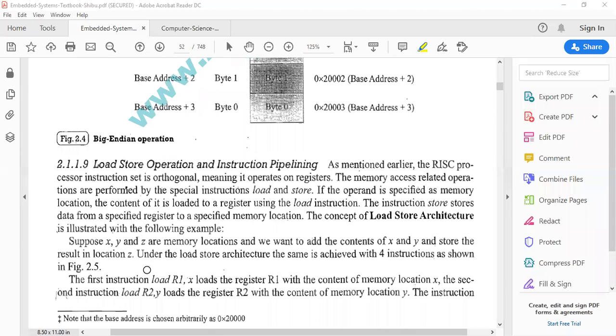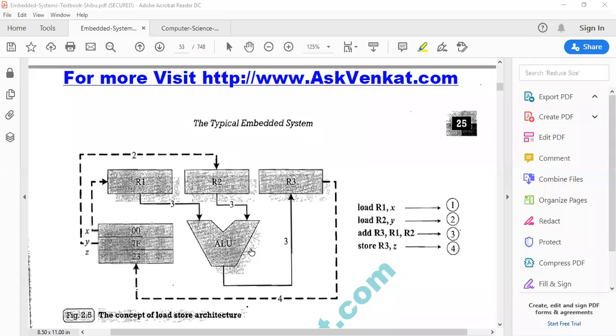Next, load store operation and instruction pipelining ಅಂತ ಹೇಳ್ತಾ ಇದ್ದೆ ನಿನ್ನೆ, right? So this is one simple example where you can observe here: load R1 comma X, again load R2 comma Y, again the add R3 R1 R2, again the store ಅಂತ ಇದೆ. Load operation, already we know that we use an instruction called LDR. Again, to store the data, we use STR. We discussed it in class.